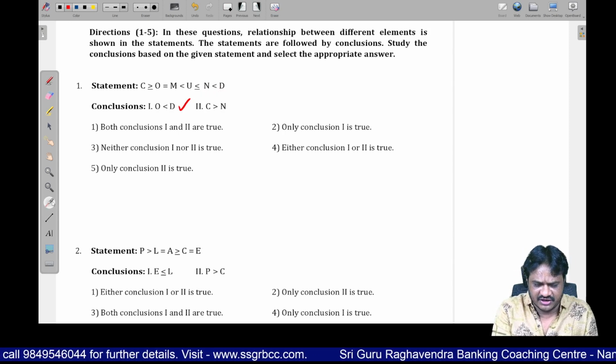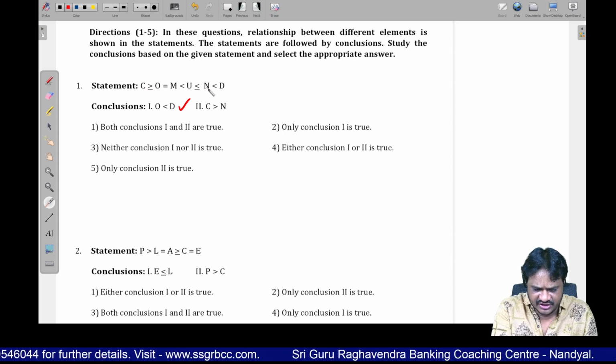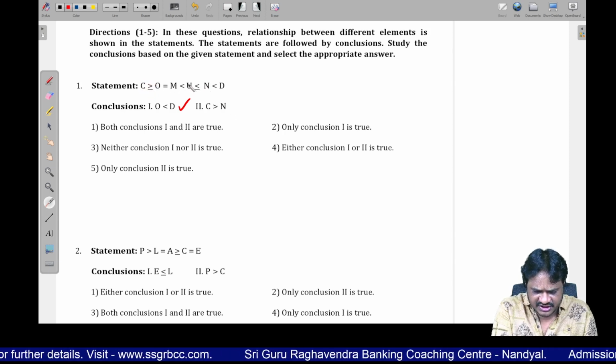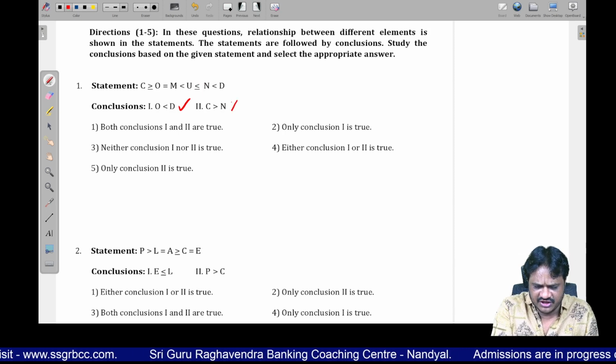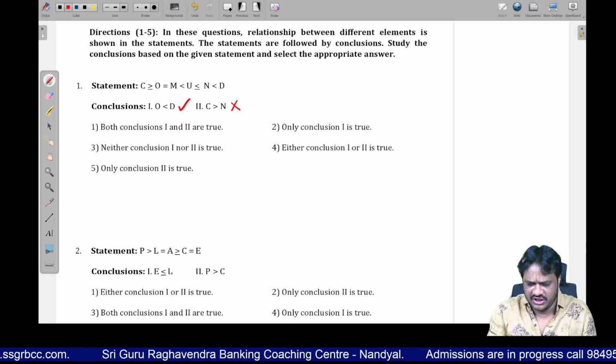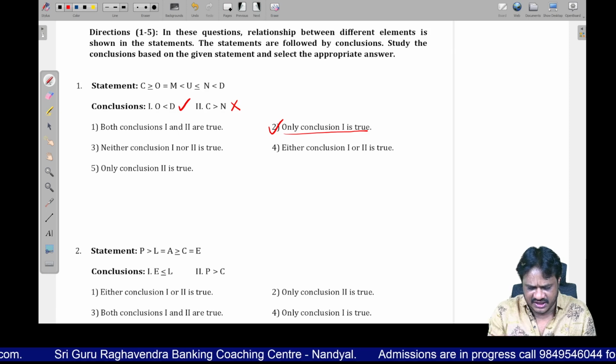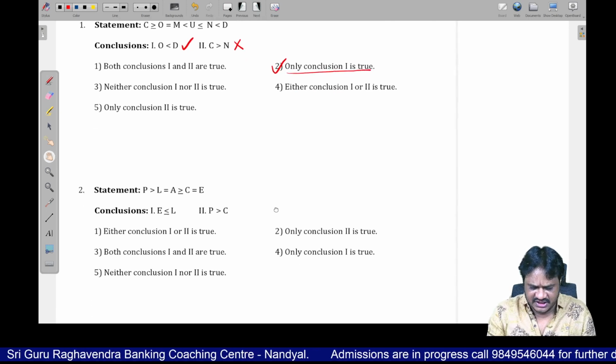What about the second one? C greater than N. C to N, if you observe, this is greater than or equal, this is less than. That means the symbol has been changed. Therefore, the second one does not follow. So only one follows is the correct answer. Let us see the next question.